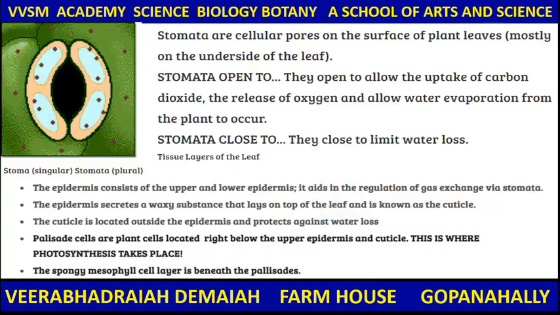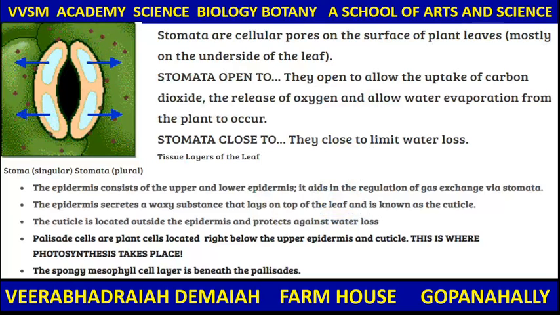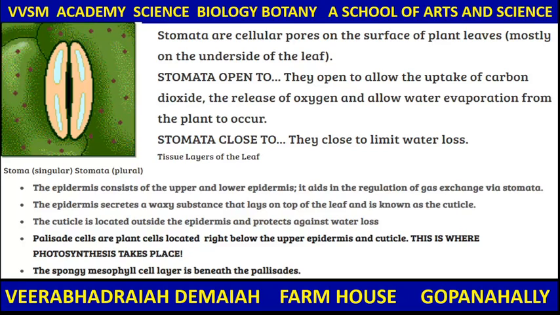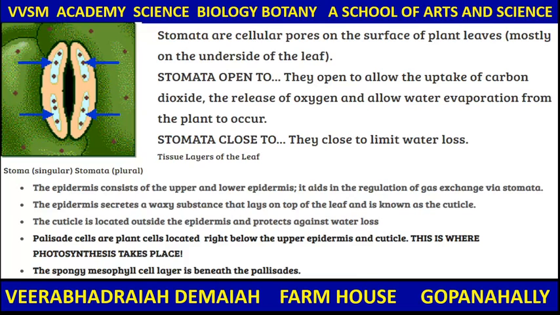Stomata are cellular parts on the surface of plant leaves, mostly on the underside of the leaf, and the epidermis consists of upper and lower epidermis with stomata. So, my dear friends, photosynthesis takes place during sunlight.